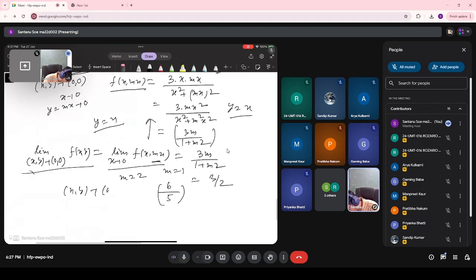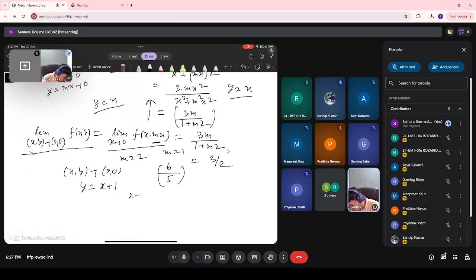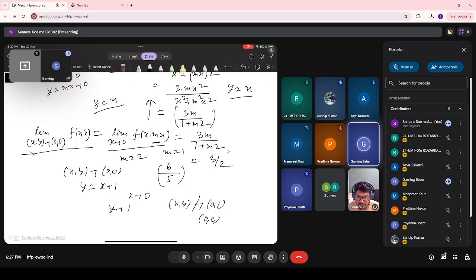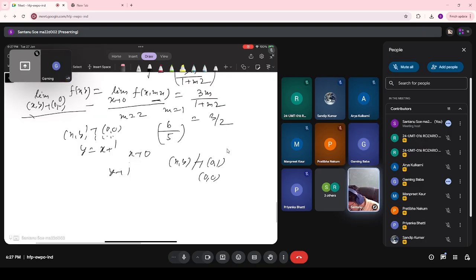So for example, you can ask me why you are not taking y equals x plus 1. I am not taking y equals x plus 1 because if x tends to 0 then y will tend to 1. Then the limit x comma y will tend to 0 comma 1 instead of 0 comma 0. And we do not want this, because in the question they have asked whether the limit exists at 0 comma 0 or not. That's why I chose the path y equals x, not x plus 1 or something like mx plus 1. I hope that is clear.